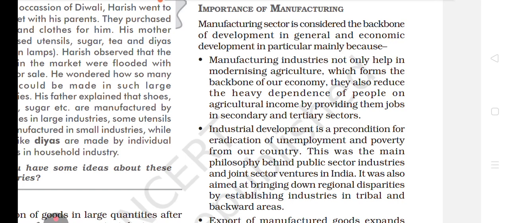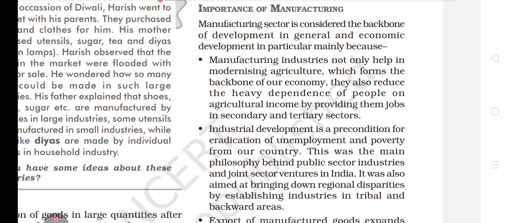Then for plowing the field and so on. Then you have seen that there are many other items like fertilizers and pesticides. These all products are manufactured and then they are used in the field, in agricultural activities only. So basically manufacturing industries are modernizing agricultural activities by these things.